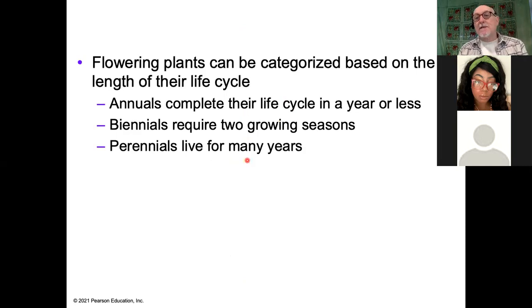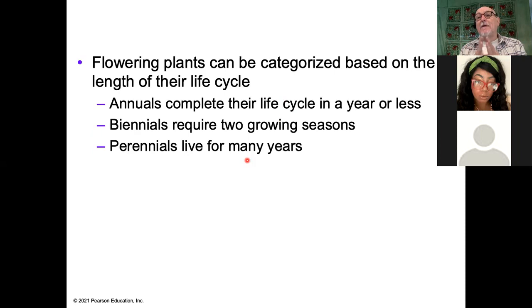So when we look at plants, you probably know this already. Some plants complete their entire life cycle within a season, within 1 year. And those we call the annuals. The annuals usually drop seed, which is dormant over the winter, and will then germinate in the spring to produce a new generation of adult plants.